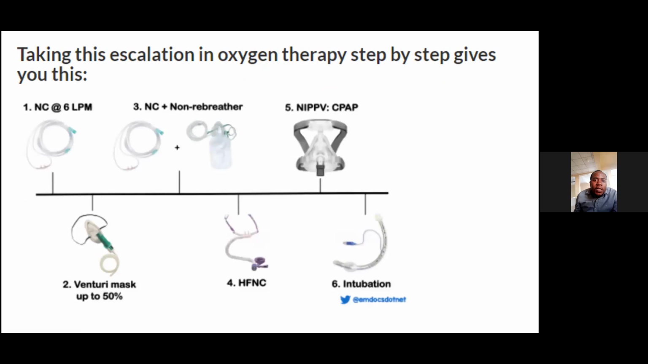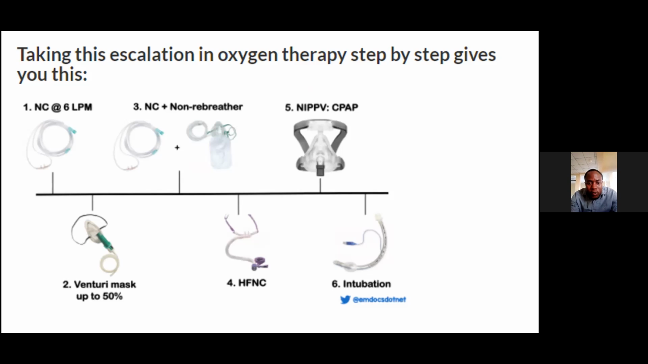So here is how you can escalate your oxygen therapy for your patients. As we said, if someone is failing to achieve your goals using the nasal cannula, which can provide up to 6 liters as we have seen, you move to a simple mask or Venturi mask.